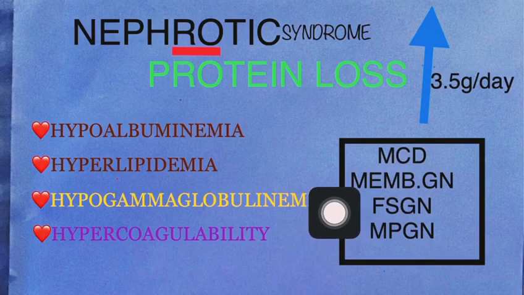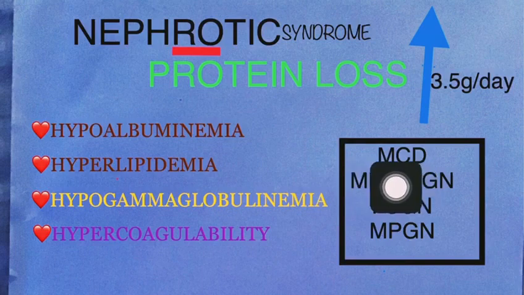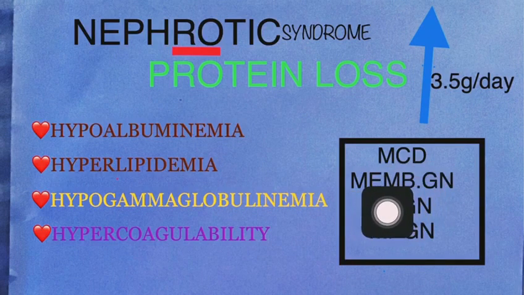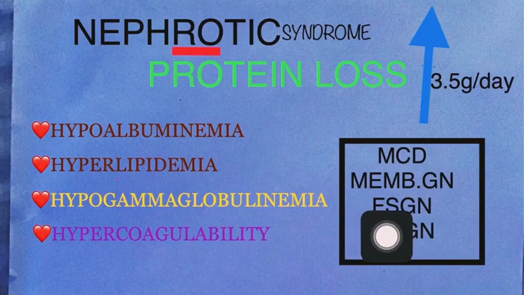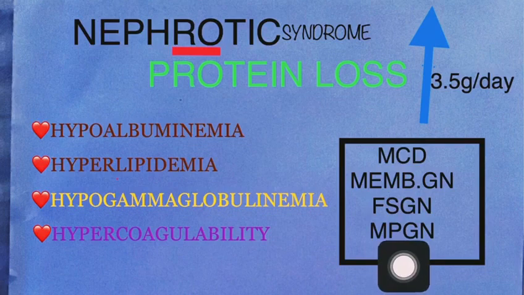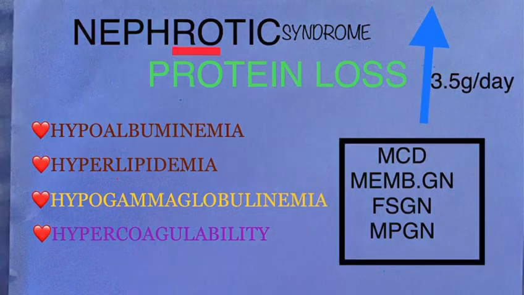Okay, now let's look at some examples of nephrotic syndrome. MCD, that means minimal change disease, membranous glomerulonephritis, focal segmental glomerulonephritis, and MPGN, that means membranoproliferative glomerulonephritis. That's all about nephrotic syndrome. In this video, we saw nephritic and nephrotic syndrome. I hope you get something from this video.